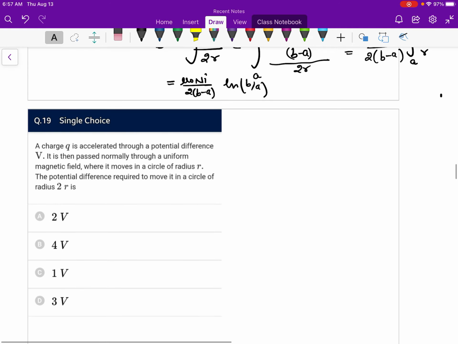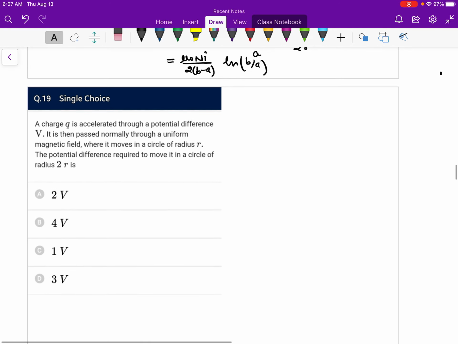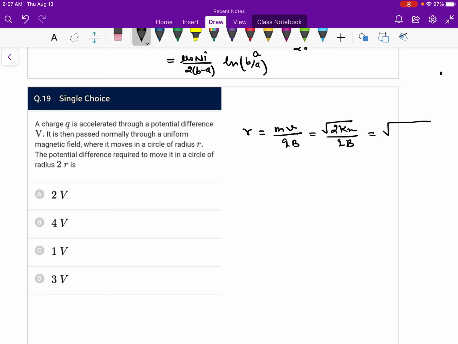Alright. A charge q is accelerated through a potential difference V. Normally, the potential difference required to move in a circle of radius 2r. So r is mv by qB, which is root 2qVm upon qB. So accelerating voltage is proportional to r square. So the radius has to be doubled, so V dash upon V is 4. So 4 times the initial voltage.